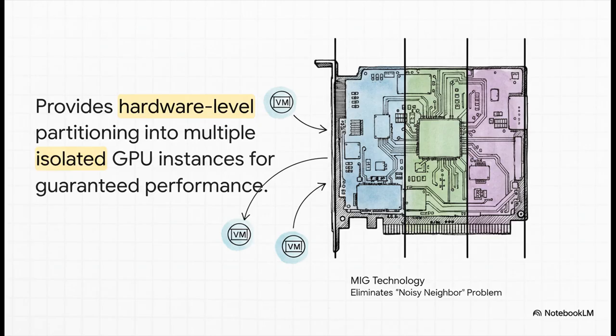Next, we have multi-instance GPU, or MIG. And this one is really clever. Instead of giving one VM the whole GPU, MIG lets you slice it up into smaller, totally separate pieces at the hardware level. Now, each slice has a little less peak performance, of course, but the key is that its performance is guaranteed, it's consistent, and you completely eliminate that noisy neighbor problem you get in other shared setups.